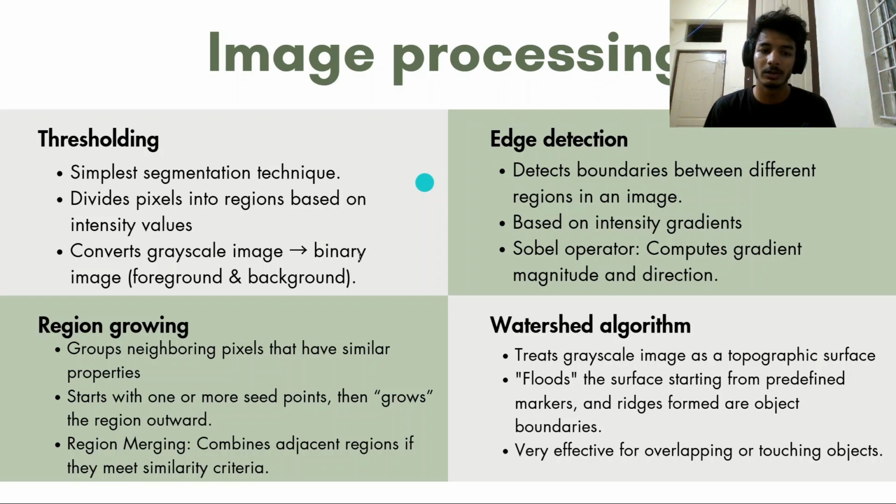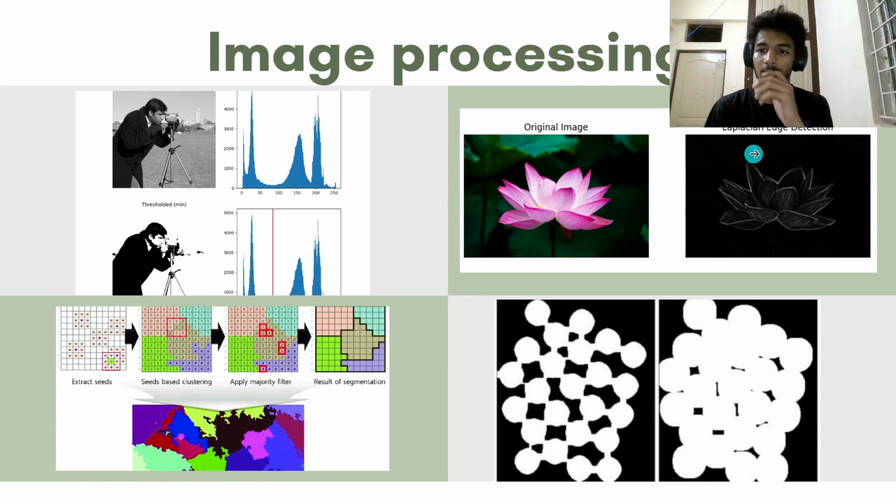The very commonly used operators are the Sobel operator, the Canny edge operator, and even the Laplacian operator. The Sobel operator computes gradient magnitude and direction, whereas the Canny edge detector uses noise reduction, gradient computation, and edge tracking by hysteresis, which gives clean edges. It's useful for shape detection and object outlines, but it's very sensitive to noise and illumination changes. In this example, we have used Laplacian edge detection just to detect the edge of the lotus.